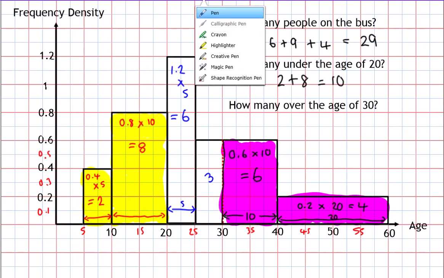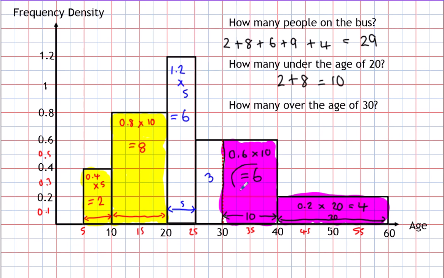So how many people are over the age of 30? So it's these 6 and these 4. So 6 add 4 is 10 again, just by luck it's the same as the one before. Okay, but that's just to show you that you can split a bar and calculate the area of part of a bar if that's what the question needs you to do.